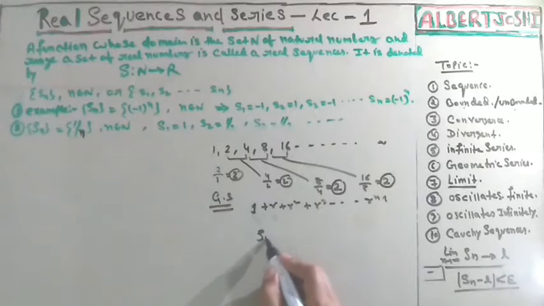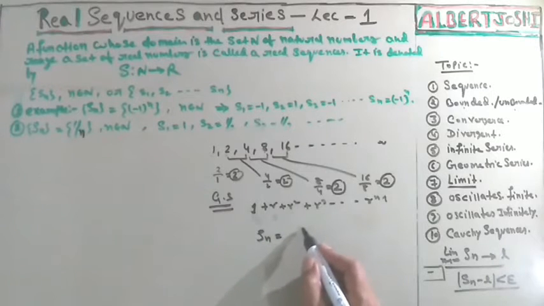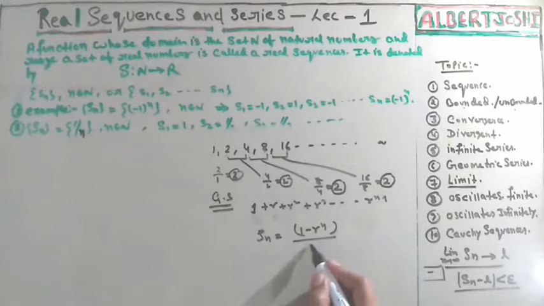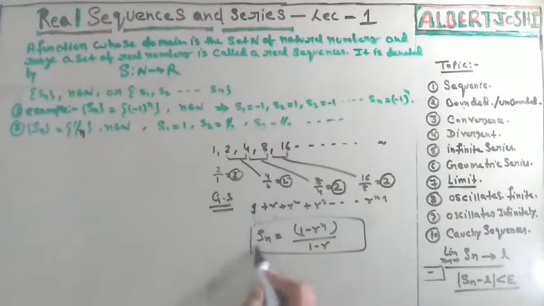In this condition, you will use Sn is equal to a into 1 minus r to the power n. A is 1. Okay. Then after that, 1 minus r. That is the sum of all n terms for a geometric series.